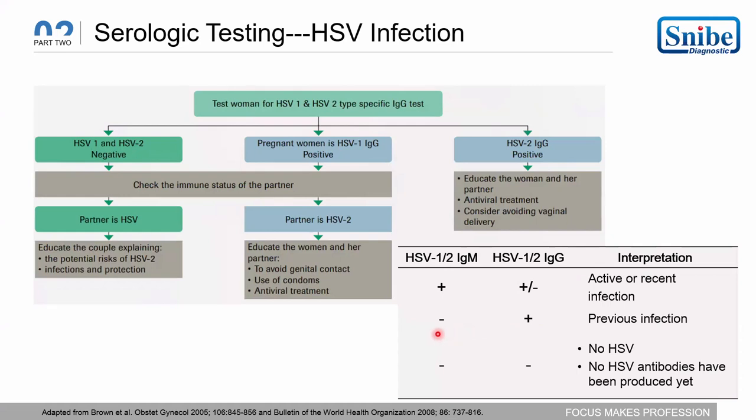If the HSV1 and 2 IgM is negative and the HSV1 and 2 IgG is positive, it shows a previous infection. But if both are negative, there's no herpes simplex virus infection, because no HSV antibodies have been produced yet.